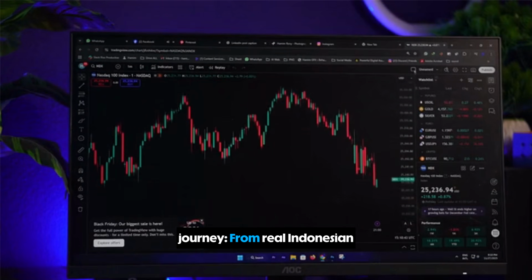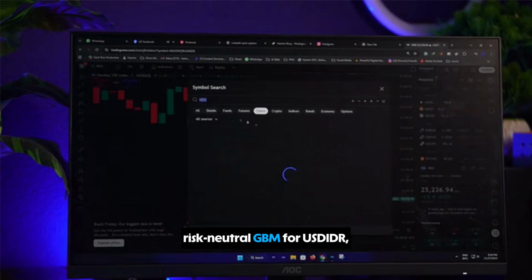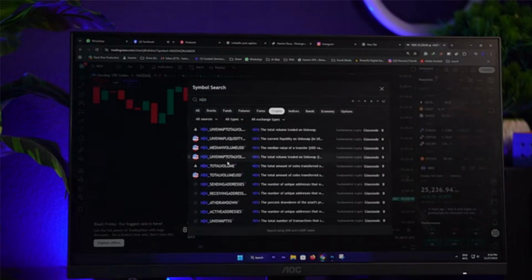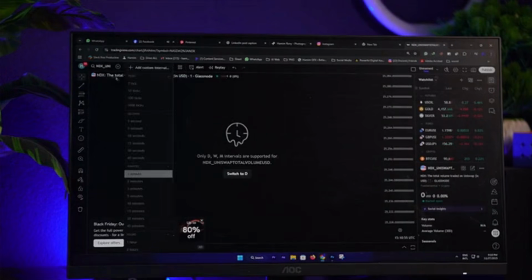So that's the full journey, from real Indonesian market data to a risk-neutral GBM for USDIDR, to pricing and risk managing multiple exotic FX options using one Monte Carlo engine.